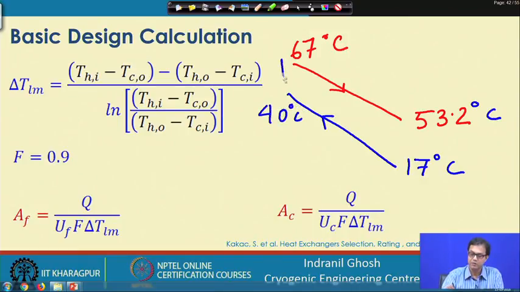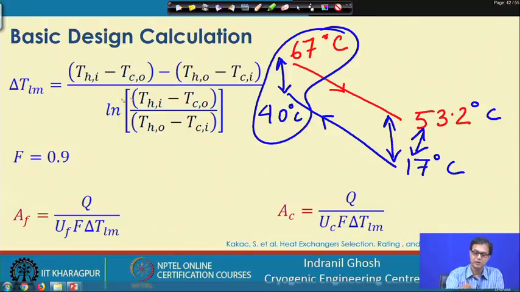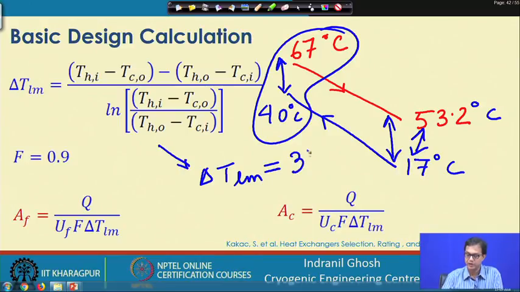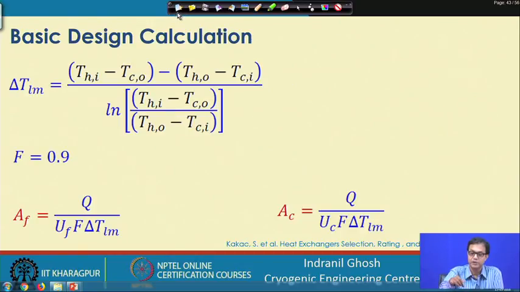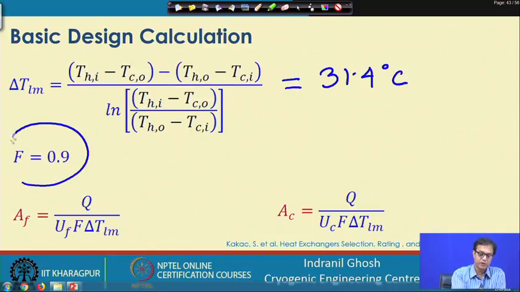So, now we can find out the delta T 1 and delta T 2, and we will find that this difference and this difference will appear in this expression to give us the delta T L m. If you put all these values, you will find that this is coming as 31.4 degree centigrade as the delta T log mean. This is true only for the purely counter current exchanger, but in reality it is not so. So, this is 31.4 degree centigrade, and we are assuming a correction factor of 0.9.